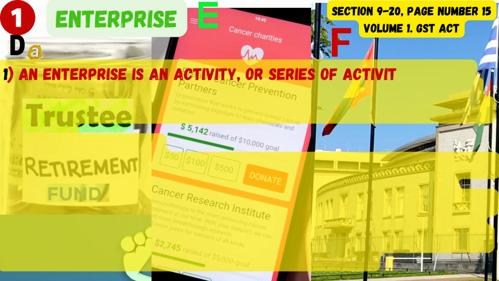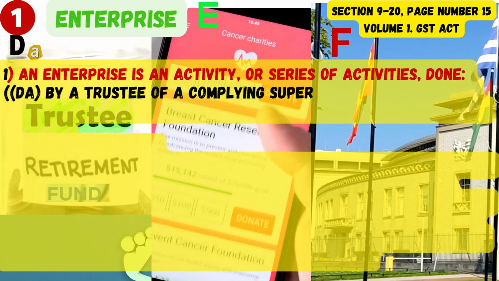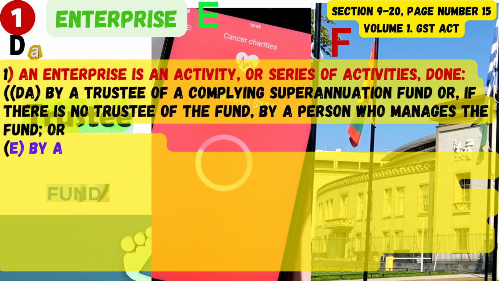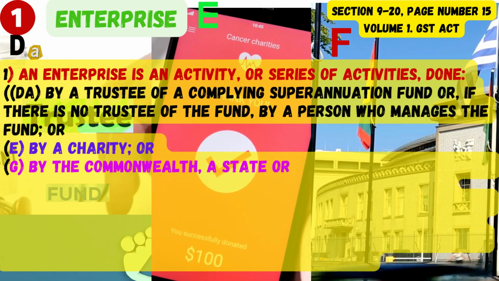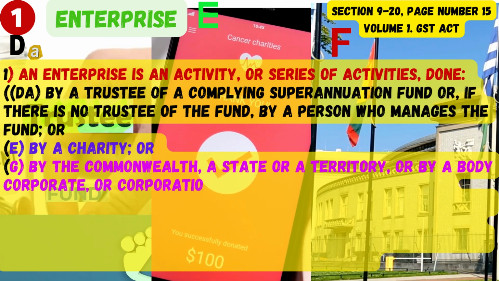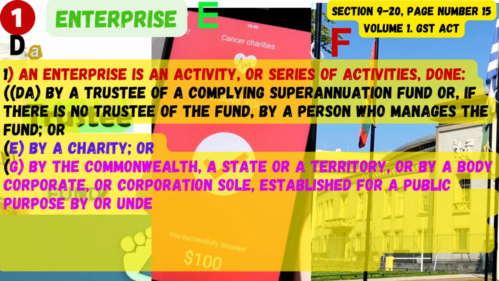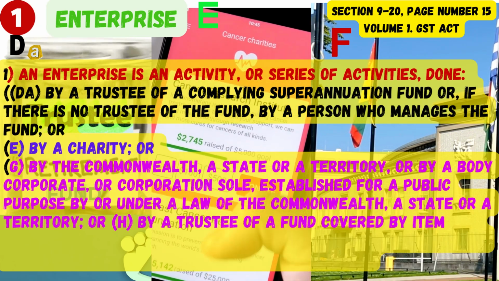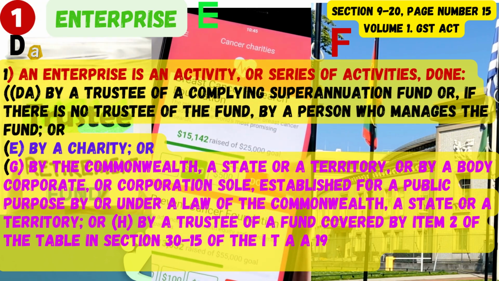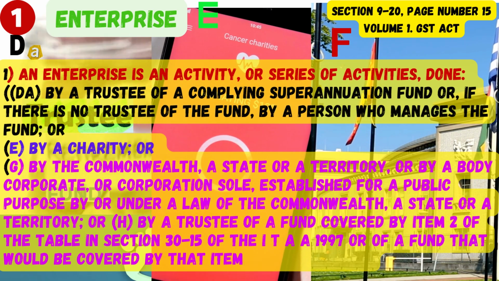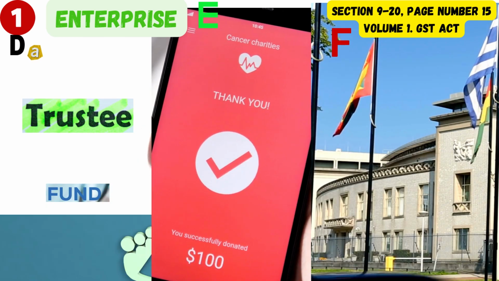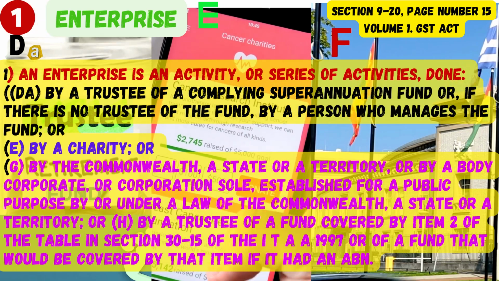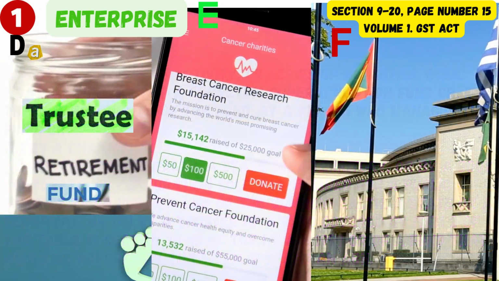D. By a trustee of a complying superannuation fund or, if there is no trustee of the fund, by a person who manages the fund, or E. By a charity, or G. By the Commonwealth, a state or a territory, or by a body corporate, or corporation sole, established for a public purpose by or under a law of the Commonwealth, a state or a territory, or H. By a trustee of a fund covered by Item 2 of the table in Section 30-15 of the ITAA 1997 or of a fund that would be covered by that item if it had an ABN.